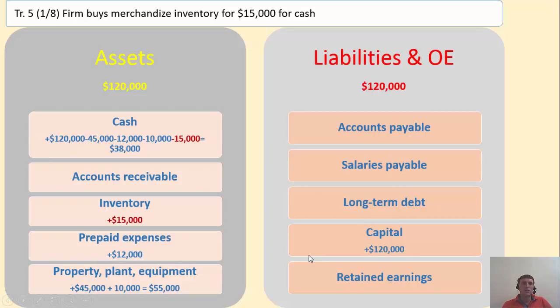Next, transaction 5. Firm buys merchandise inventory for $15,000 for cash. Obviously, it needs inventory to start selling. Again, it paid in cash. Cash goes down by $15,000. This time, inventory increases by $15,000. Everything else is still the same. One asset decreased, another increased by the same amount. The accounting equation still holds.